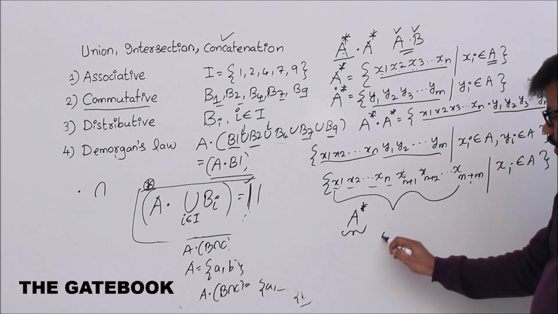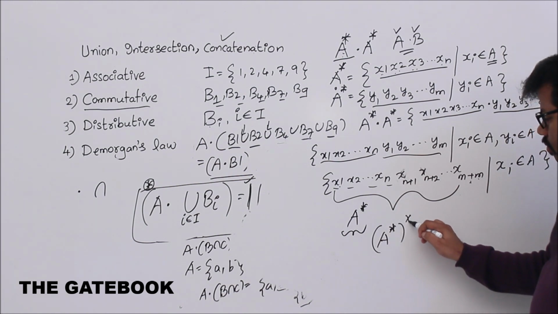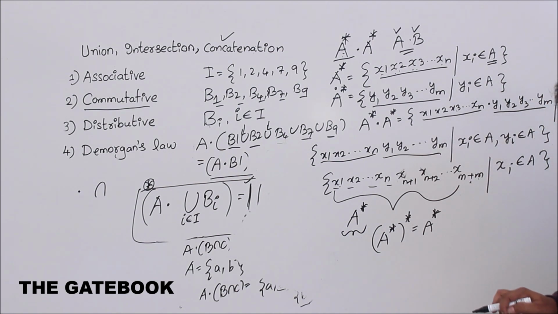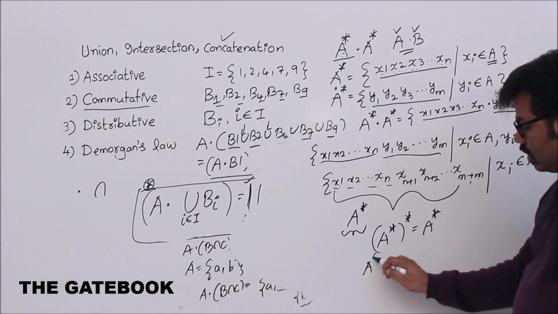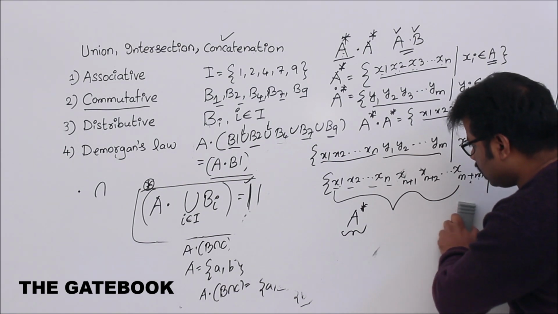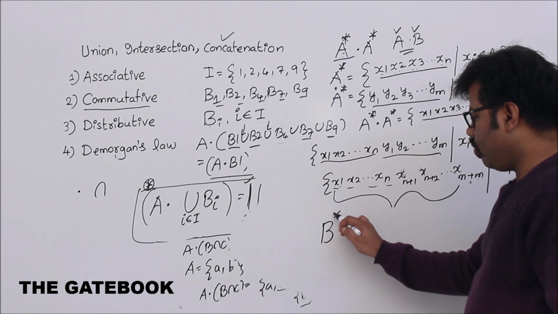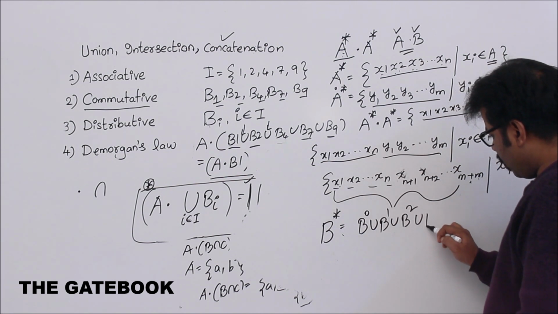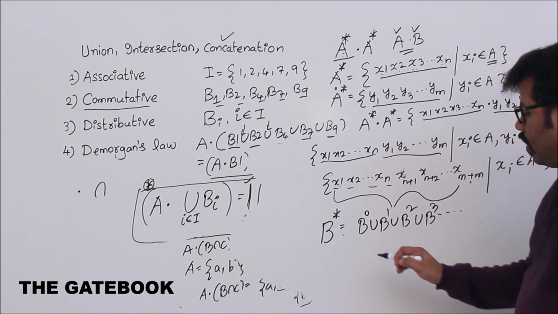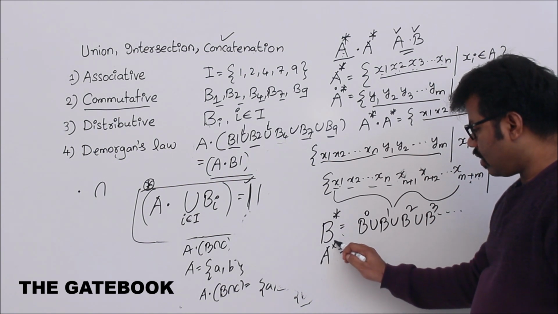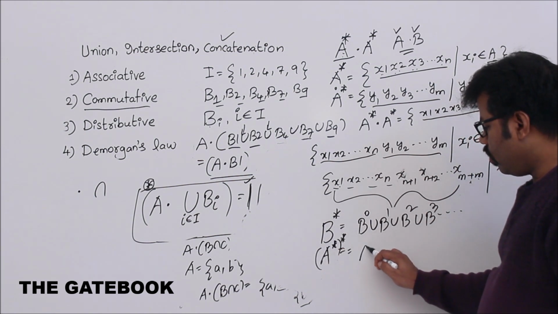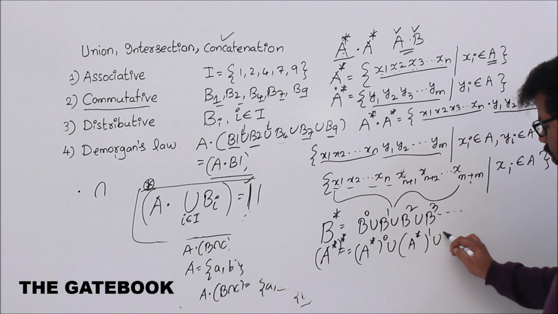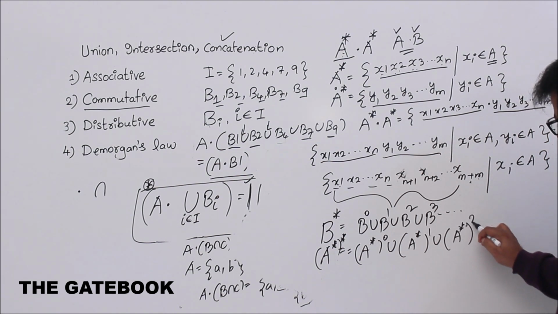Now we'll see one more thing: A star whole star equals A star. Why? To understand, I use this definition. Any set star is defined as, for example, B star is B power 0 union B power 1 union B square union B cube, and so on. But in the place of B, now I assume A star, then A star whole star equals A star power 0 union A star power 1 union A star power 2, and so on.